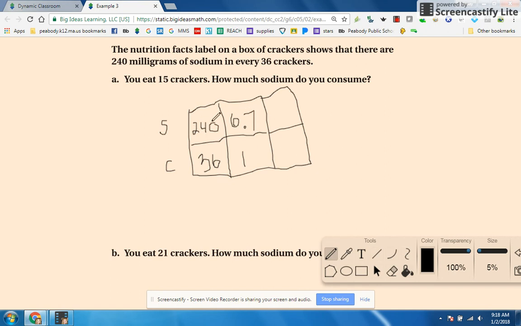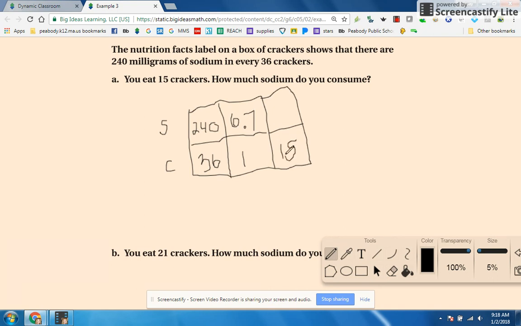So I did 240 divided by 36, and I got 6.7. That number goes next to the original, the bigger number. 1 goes in the other one. This tells me that 1 cracker has 6.7 milligrams of sodium. So now it says you eat 15 crackers. Now I can put my 15 here.